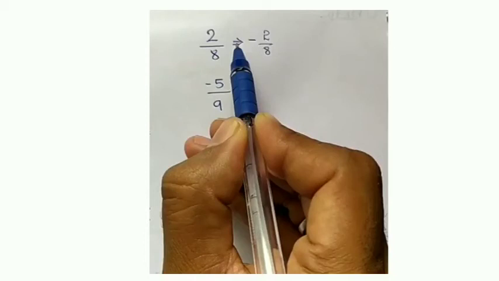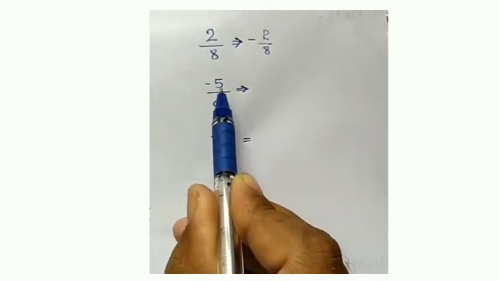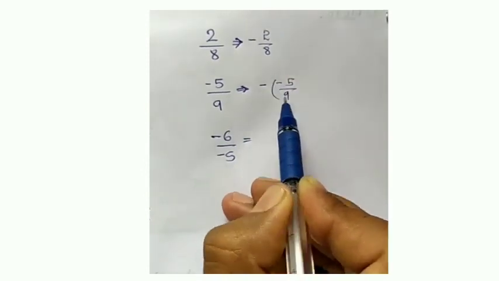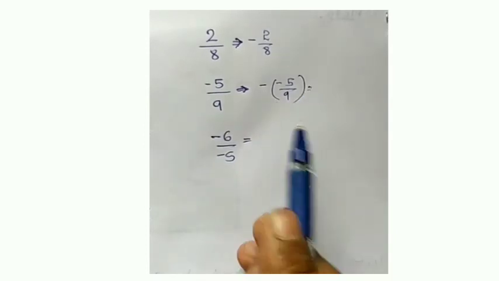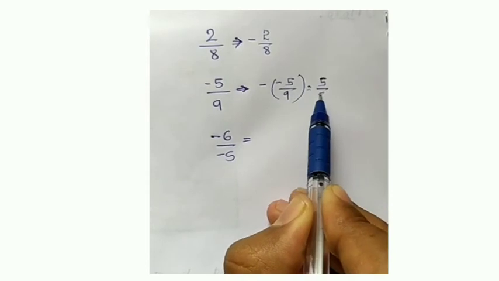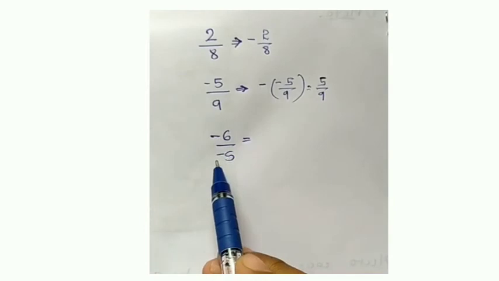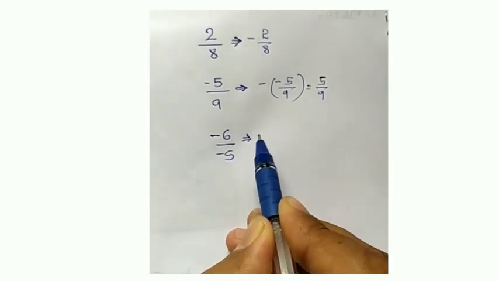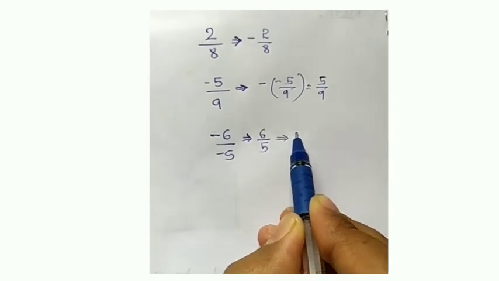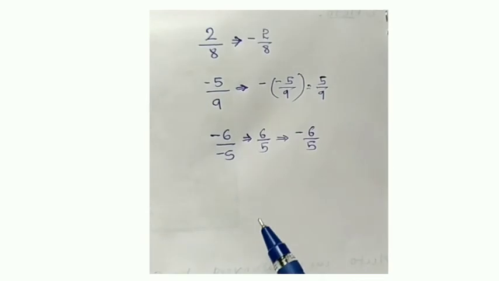Okay. So it is not equal. Try to give an arrow mark here. Next, minus 5 by 9. How to write? Minus of minus 5 by 9. So automatically minus into minus becomes plus, so it becomes 5 by 9. Our answer will be 5 by 9. And here the minus minus will get cancelled, so it becomes 6 by 5. So for this, the inverse will be minus 6 by 5. So like that, you try the other two.